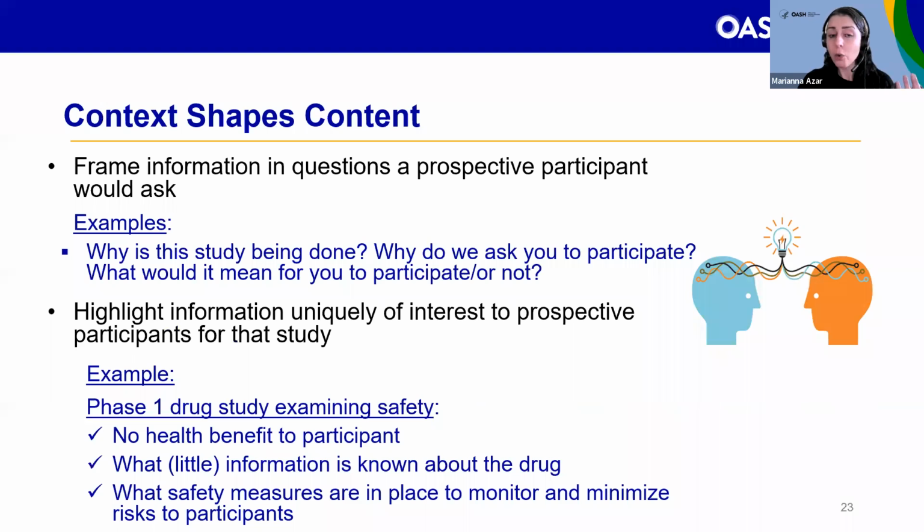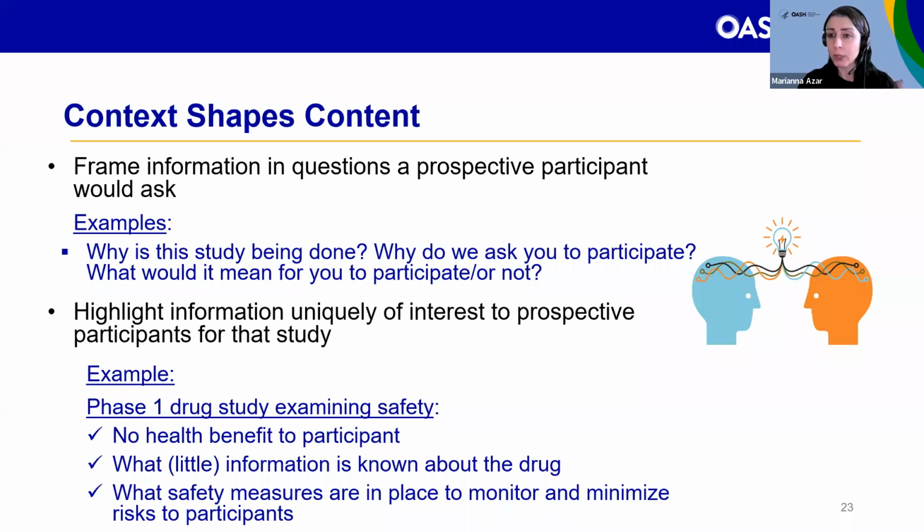Okay, so how do you then convey this complex information in a way that's done successfully? Well, you can note that the context, the position, the starting place of the researcher versus the prospective subject is going to be different, and that context should shape the content of the information that is provided.